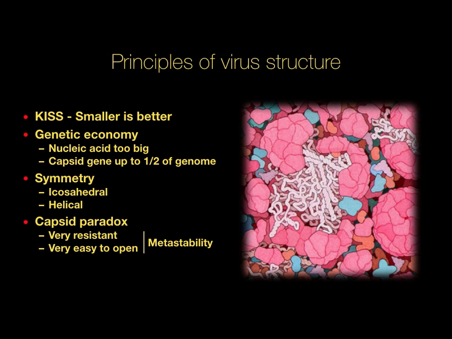Then we find symmetry in most of the cases. It can be icosahedral or helical. And then we have a paradox as well. We want the virus to be very stable and resistant, so when it's outside the cell, it doesn't fall apart. But it also needs to get the nucleic acid out once it's inside the cell. So on one side it's very resistant, on the other hand, it's very easy to open, and that's what we call metastability. A virion is a metastable structure.